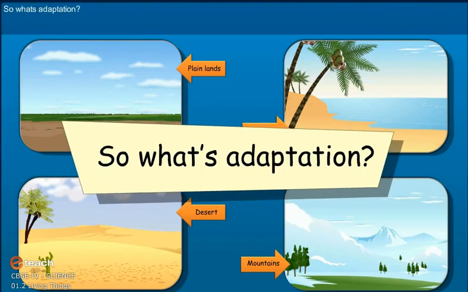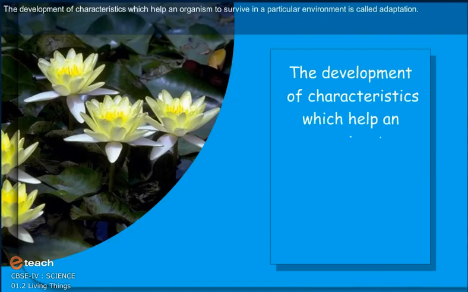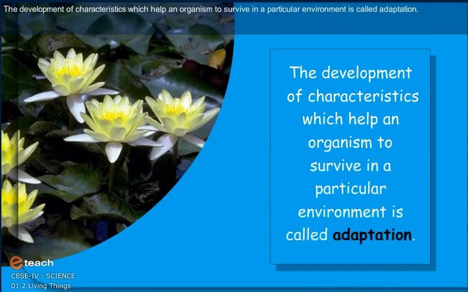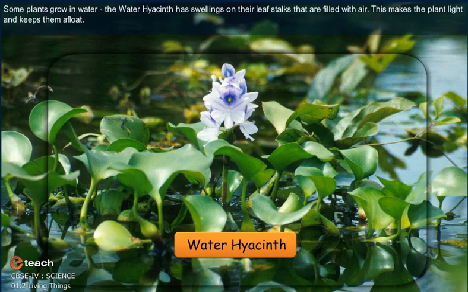So, what's adaptation? The development of characteristics which help an organism to survive in a particular environment is called adaptation. Not clear? Let's look at some adaptations in plants to help us understand. Some plants grow in water. The water hyacinth has swellings on their leaf stalks that are filled with air. This makes the plant light and keeps it afloat.